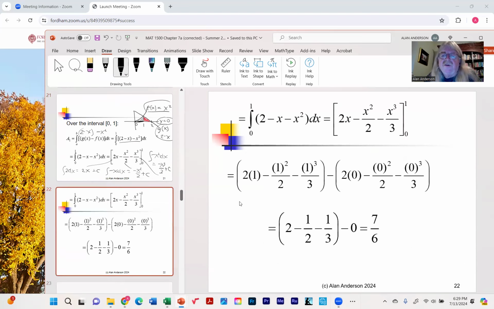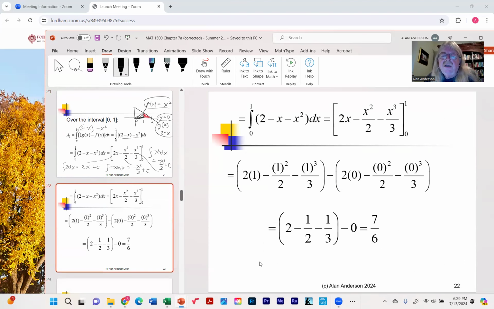All right, well, that's pretty straightforward. So in other words, all of this is what we would call f of 1. This is f of 0. So you're replacing in the first case all the x's with 1s, in the second case with all 0s, and ultimately this reduces to 7/6. Okay. So that's A1. A1 is equal to 7/6.